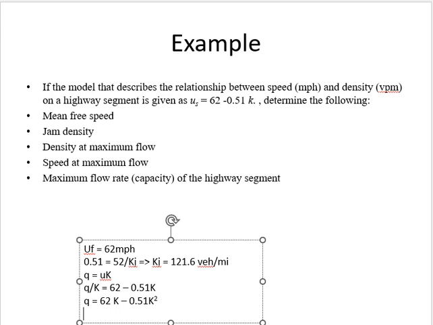Clear? Okay. Exactly the half of the jam density. Okay. Now, one more thing which I can find out. In fact, I can find out the other two without any derivation. I don't need any derivation. How do I find out this one? Speed at maximum flow. What should it be?